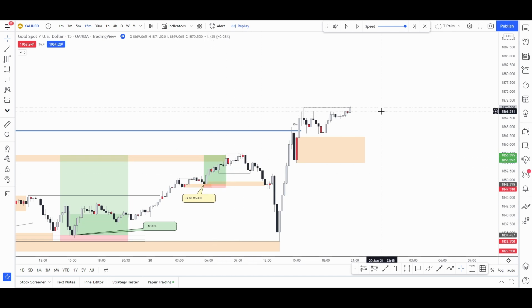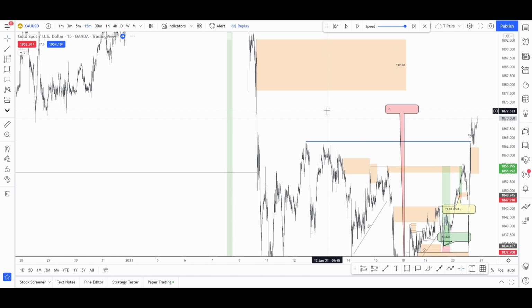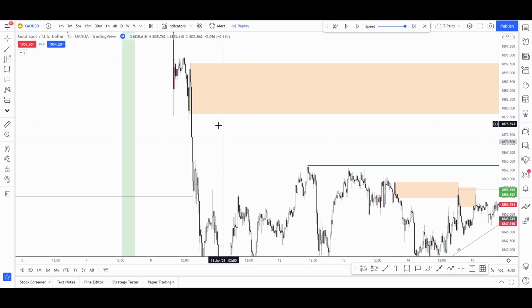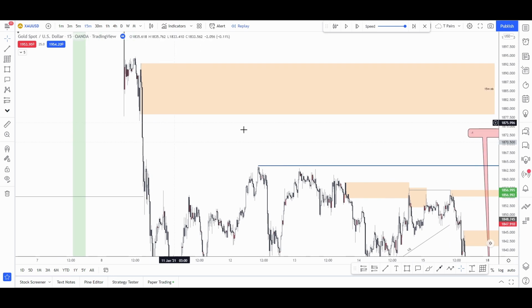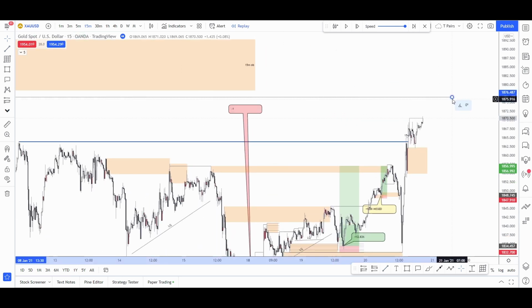What did it do last time? It just plummeted straight through. So I'm quite cautious. Let's look over on the left as well. Is there anything here? Just a big void, just a huge void until here. So just a giant gap.